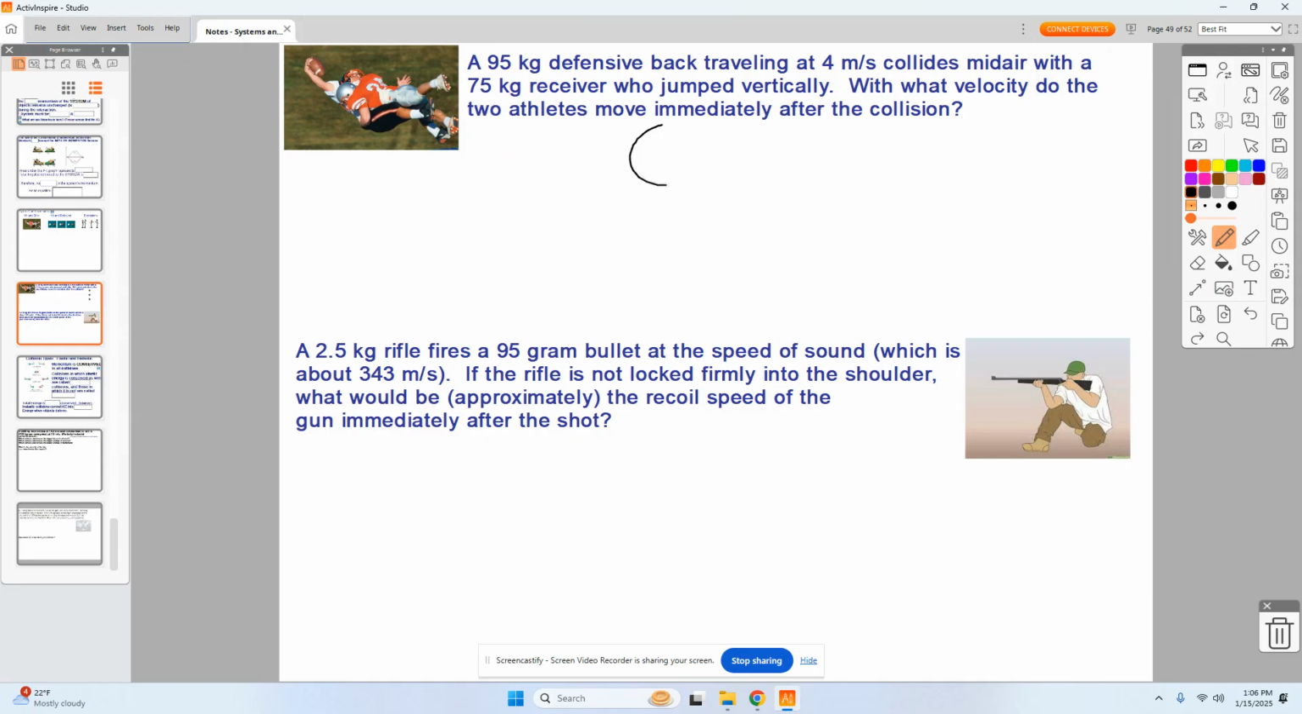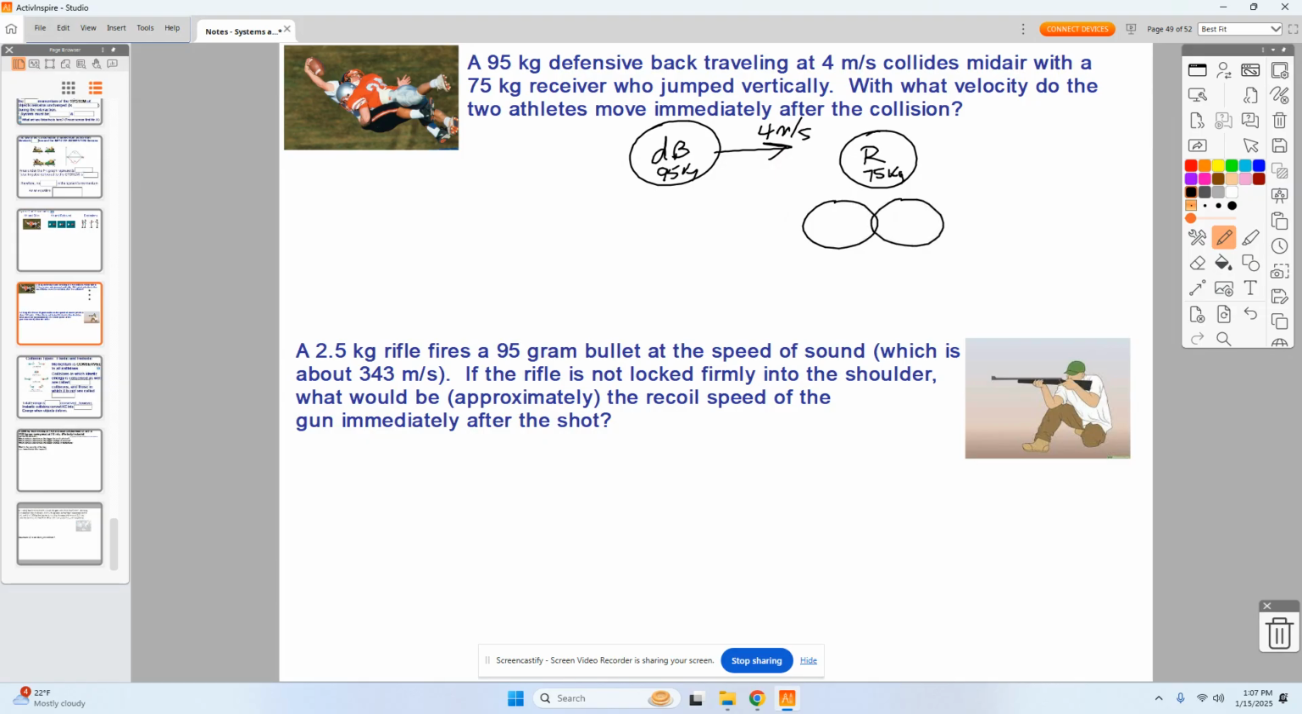So let's just draw a little diagram. Here we have a D-back that's 95 kilograms, traveling at 4 meters per second, and they collide with a receiver. The receiver has less mass, and they're basically stationary. They're midair. They jumped up, caught the ball, and then the defensive back runs into them. They're 75 kilograms, and essentially they're motionless.